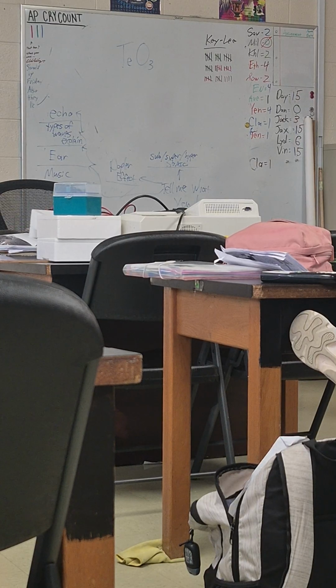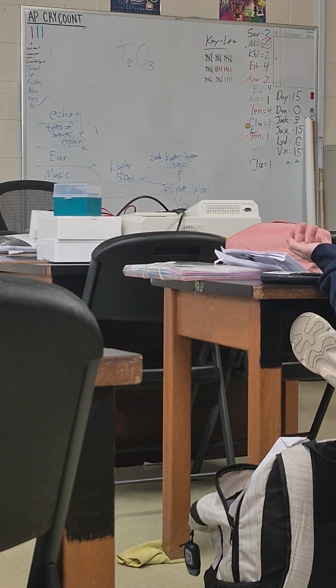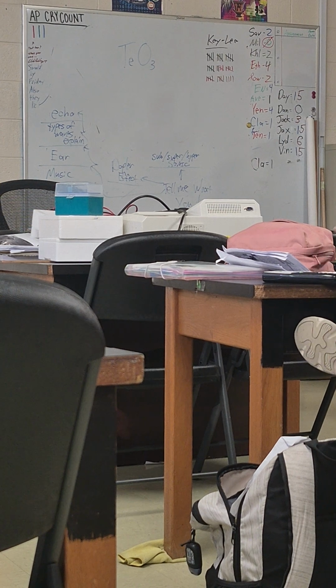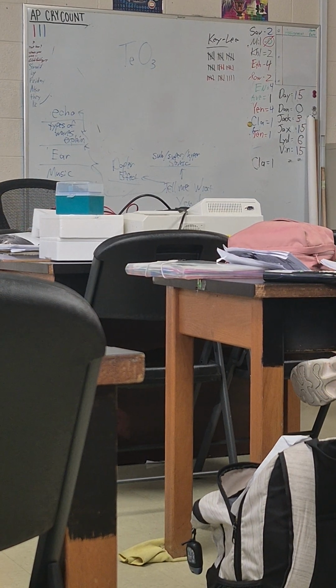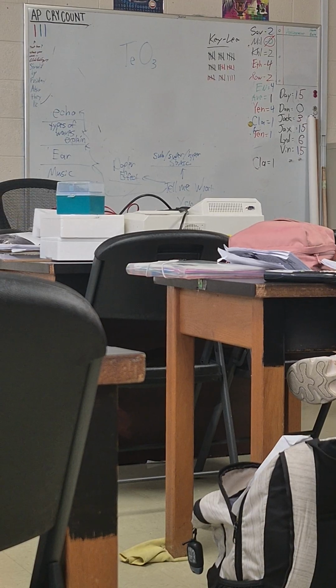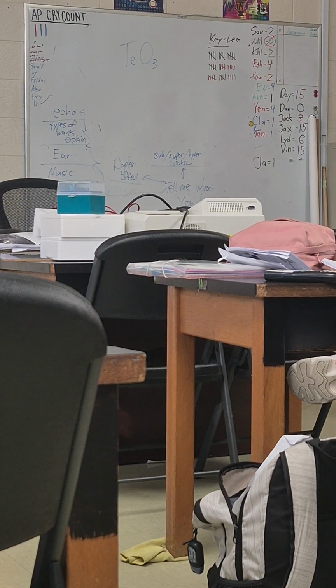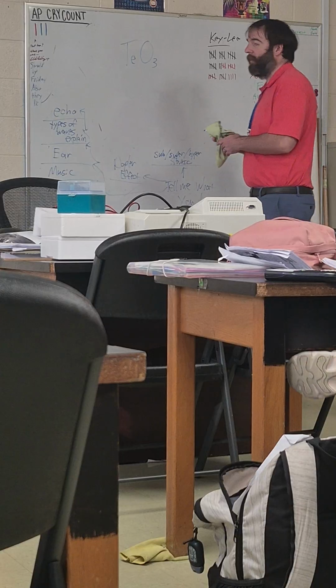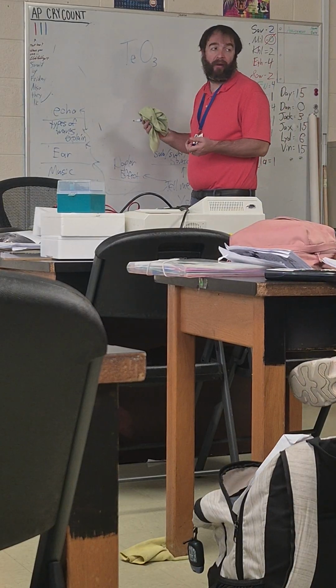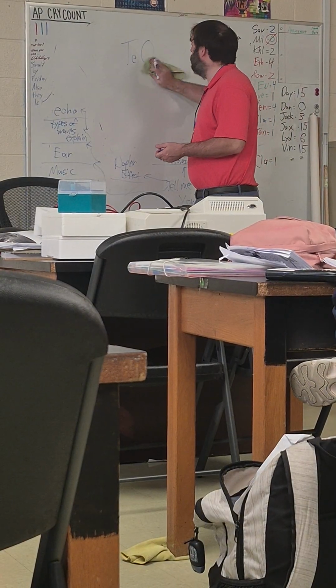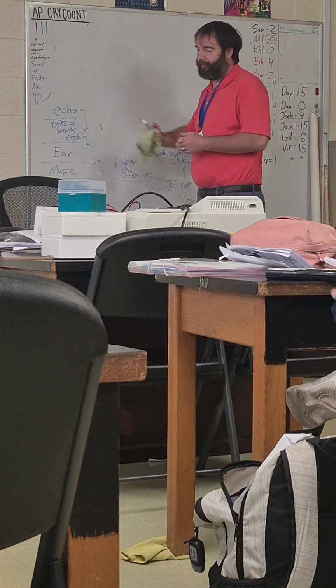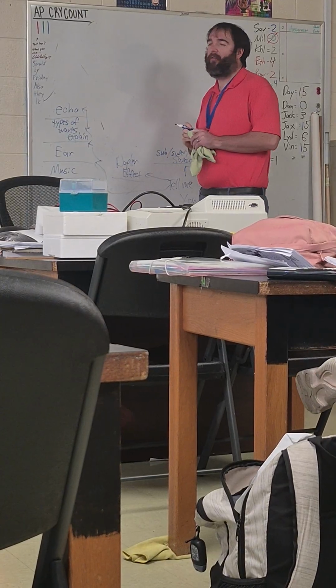Look at your periodic table. Tellurium. Yep, correct. All right, Josiah, what you got? Tellurium trioxide. Tellurium, is that a non-metal or is it a metalloid? Metalloid. It's right by it. I don't know which one it is off the top of my head. It's black. Yep, so it's metalloid. Good.